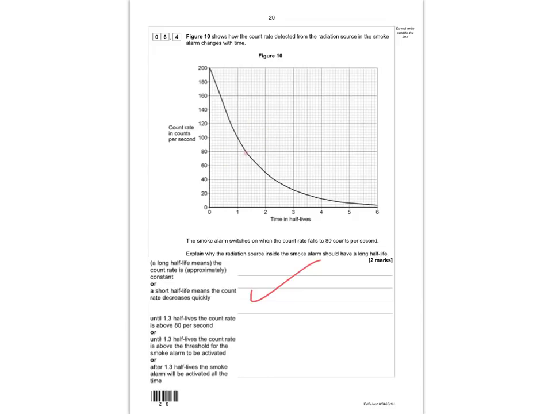That's the 80 counts per second mark, and you can see it's 1.3 half-lives if you read it from the graph. So until 1.3 half-lives, the count rate is above 80 per second, or until that point it's above the threshold, and after that point the alarm will be activated all the time. So any one of those 3 points there would get you the second mark. And that's how you answer that question out of 2.